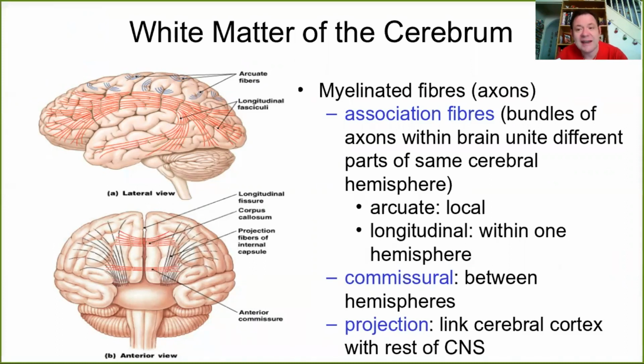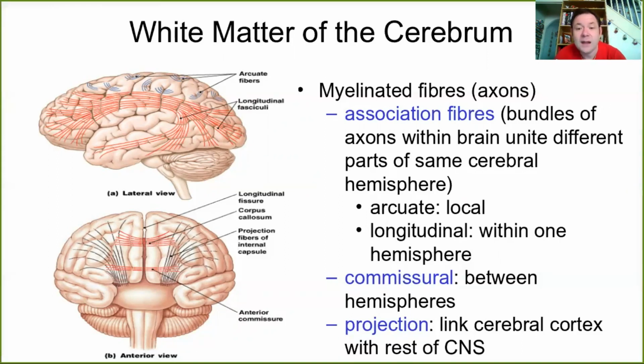First, we have the association fibers. These are bundles of axons within the brain which unite different parts of the same cerebral hemisphere, so the same side of the brain. They are subdivided into the arcuates, which are local fibers. They are small fibers which connect two parts of the brain on the same hemisphere that are very close together anyway. Then we have the longitudinal fibers. They are longer. They connect one part of one hemisphere of the brain with another part that's quite a distance away.